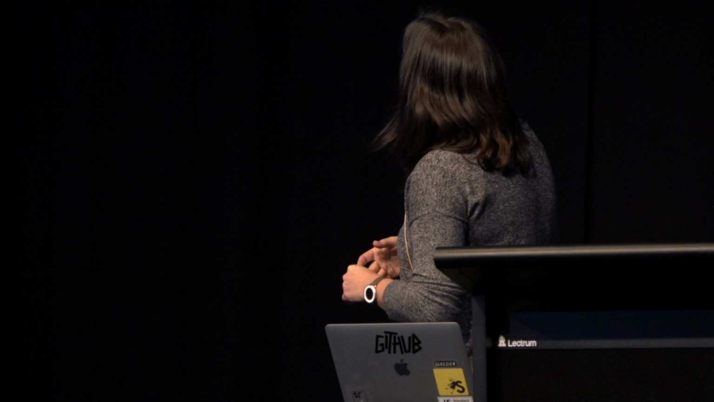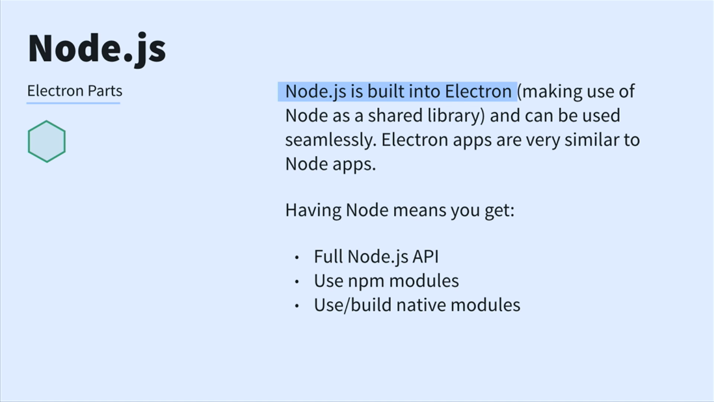All right, and then Electron has Node. All of Node is built into Electron. Electron's using it as a shared library, and you can use it seamlessly throughout your apps. Having Node means, of course, you get the full Node API. Everything that you can do in Node, you can do in your Electron app. You can use all the code that everyone else has written in the 300,000 plus NPM modules. And if there's something you can't do in JavaScript or you want to do at a low level, you can build or use existing native modules in your Electron app too.